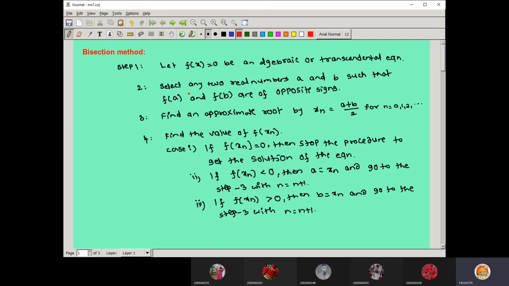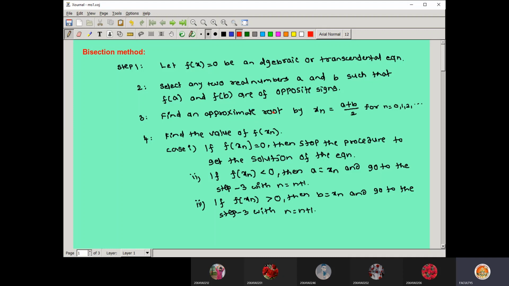Once again, I will give you a brief procedure of the bisection method. Unless you focus on this particular procedure, you can't find the solution for the given expression. Whatever the algebraic or transcendental equation may be, it is denoted by f of x equal to 0. Immediately you calculate two real numbers a and b such that f of a and f of b are of opposite signs.